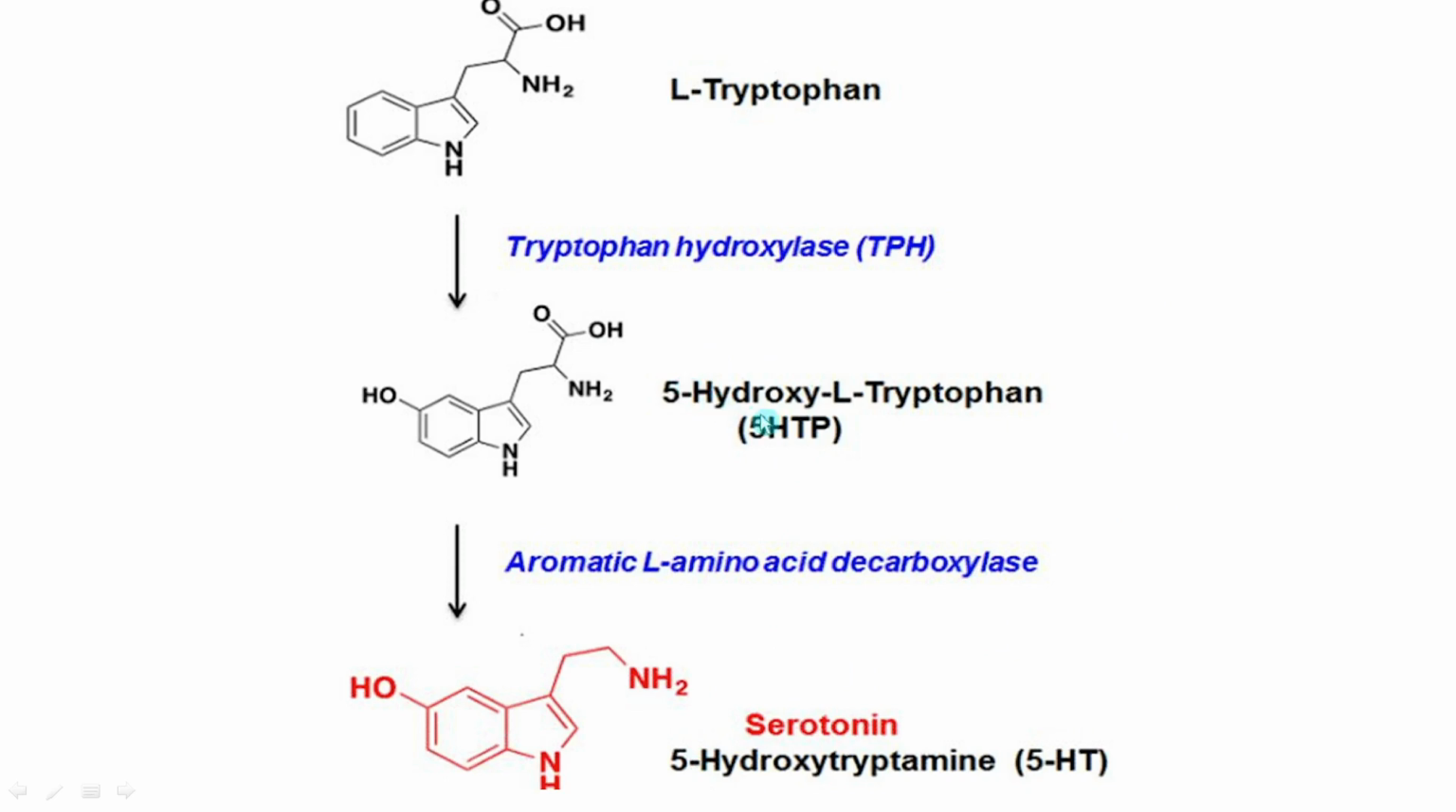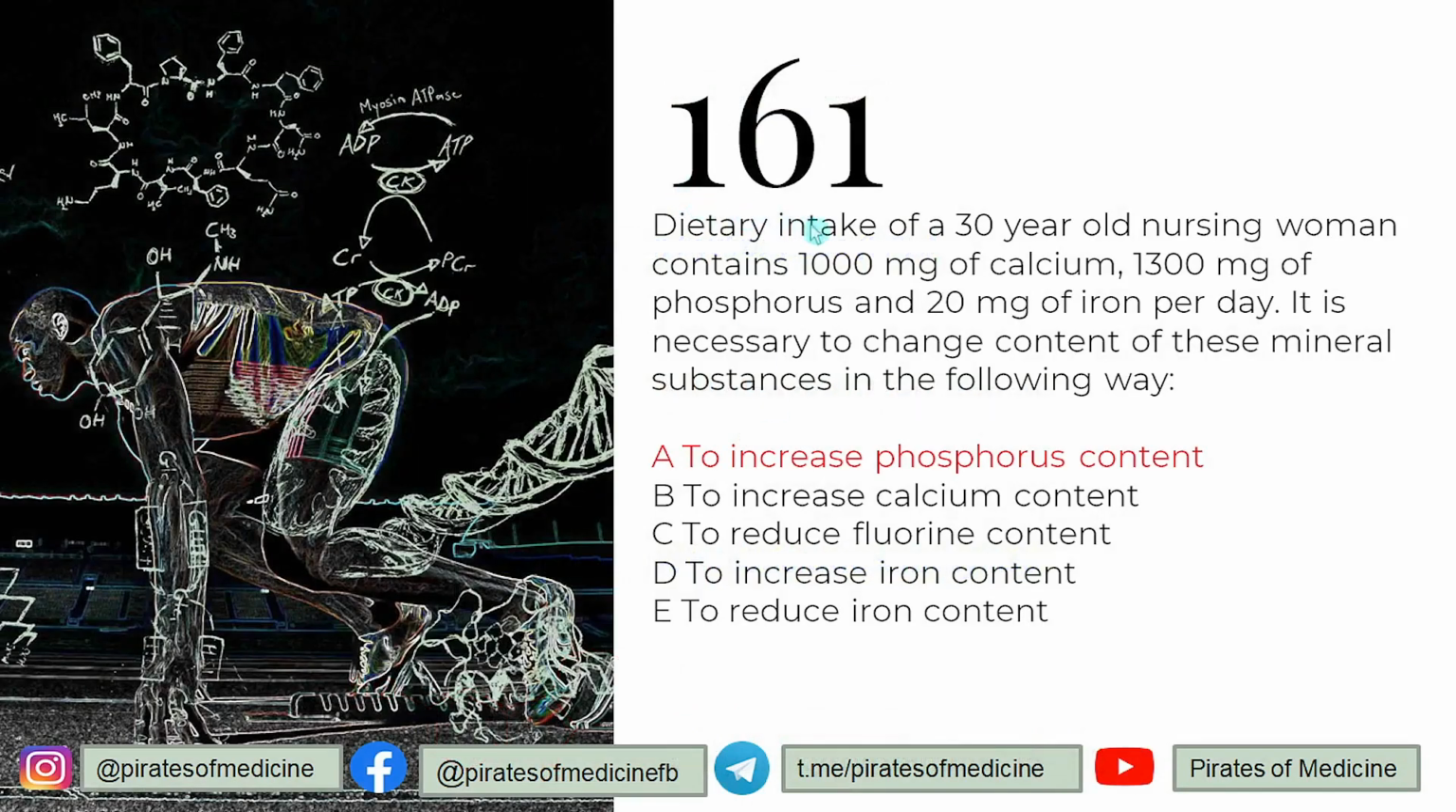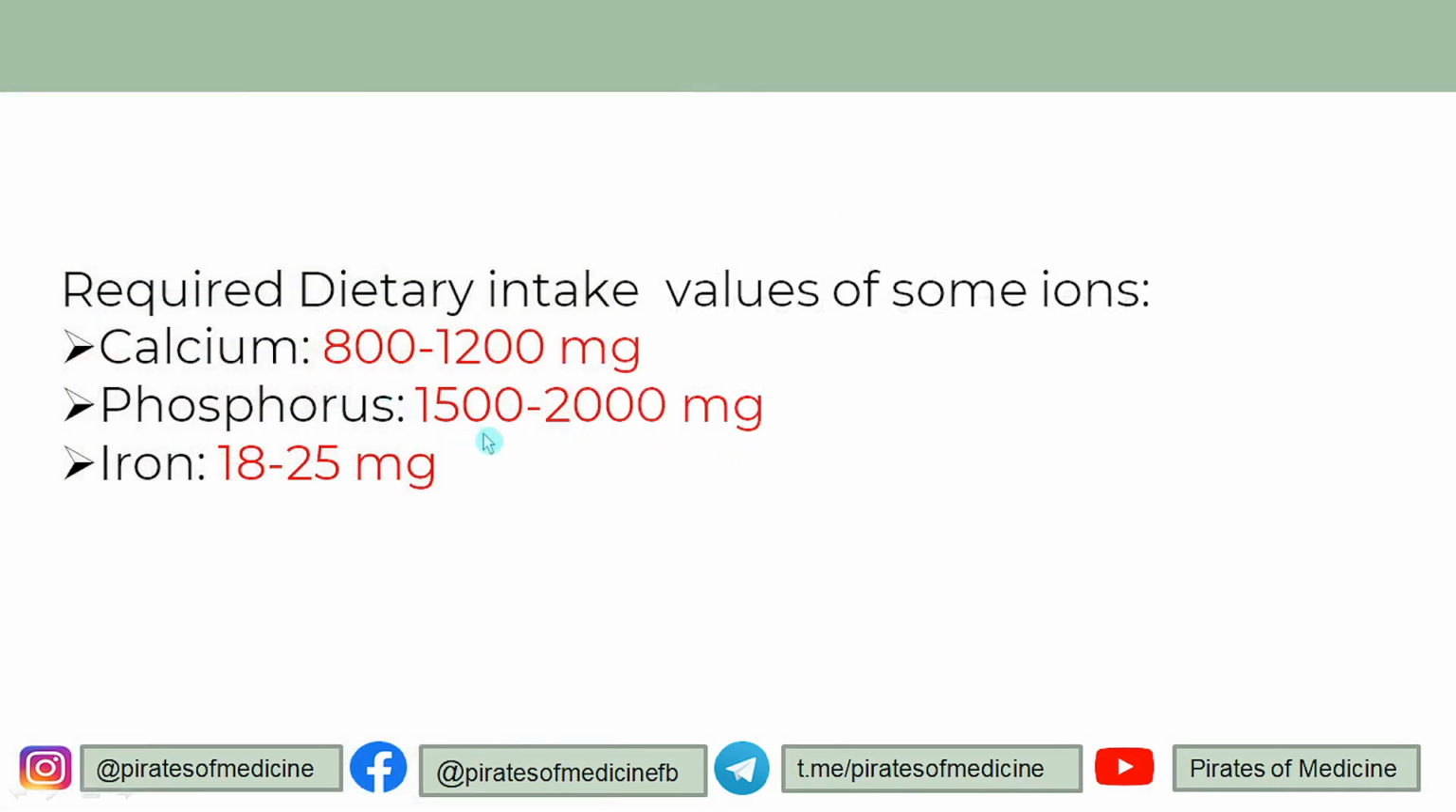Correct? Simple. So let's go to the next one. 161. A dietary intake of a 30-year-old nursing woman, which means she is feeding the baby, contains 1000 mg of calcium, 1300 mg of phosphorus, 20 mg of iron per day. It is necessary to change the content of these mineral substances in the following way. So the daily intake of some ions I provided.